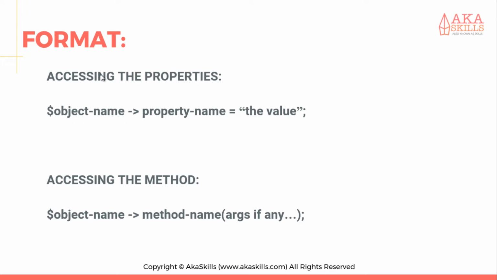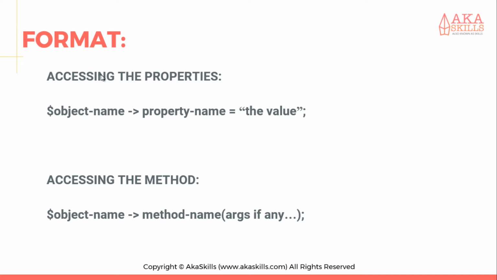So you simply say the name of the object followed by a hyphen and the greater than. You are saying this object is pointing to, then you type the method name. Then if there are any arguments you need to supply to the method, you would also do that. All right, enough of talking.